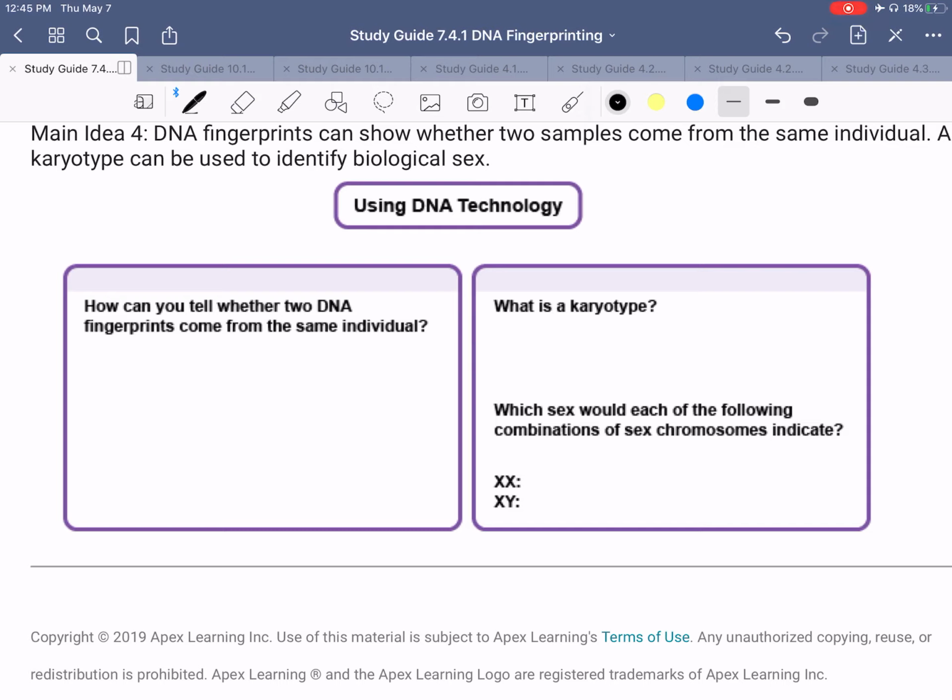Okay, so we got these blurry lines. All right, so let's look at this. It says, which two lanes appear to have the same pattern of DNA fragments? 1 and 6. So let's look at 1 and 6. No, 1 and 6 aren't the same. They start to look the same at the beginning, but you start to go down a little bit. They're not quite the same.